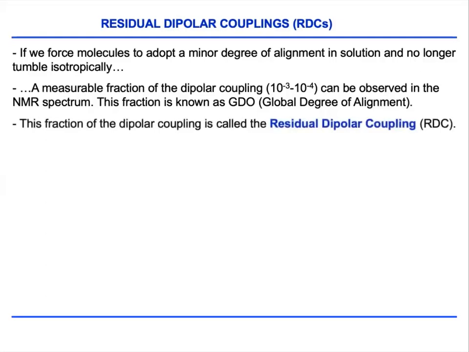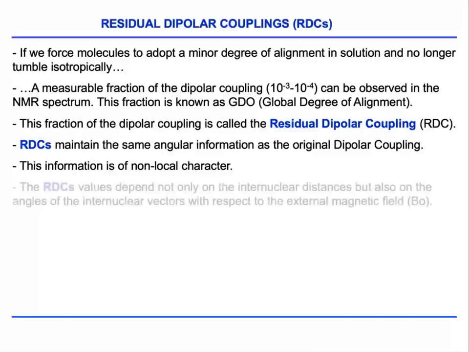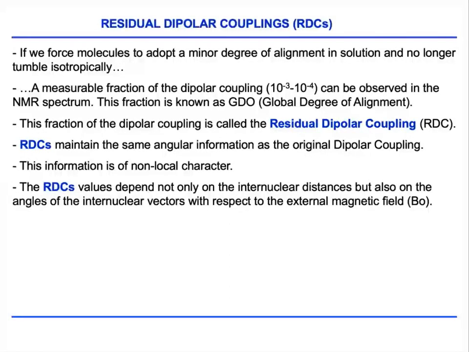This fraction of the dipolar coupling is called residual dipolar coupling because it's the residual value of the original dipolar coupling. What is interesting here is that RDCs maintain the same angular information as the original dipolar coupling. We don't need the original dipolar coupling; with just a fraction, we can get the same information. And the most important thing is that this information is of non-local character. That is the information that we need. And the RDC value depends not only on the internuclear distance, but also on the angle of the internuclear vector with respect to the magnetic field.